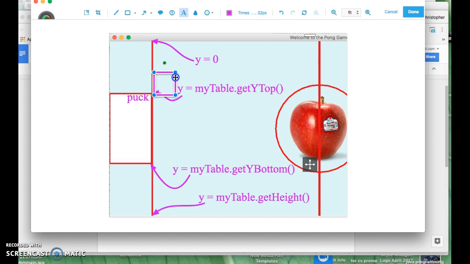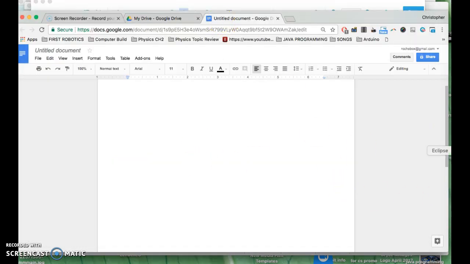But here, what's going to happen is it should bounce here and go away. So basically, if the puck's y location is at basically here or above, everything's good. And that here is my table get y top minus about half of the distance. Okay, so let's see if that works. So we'll try to write that out.